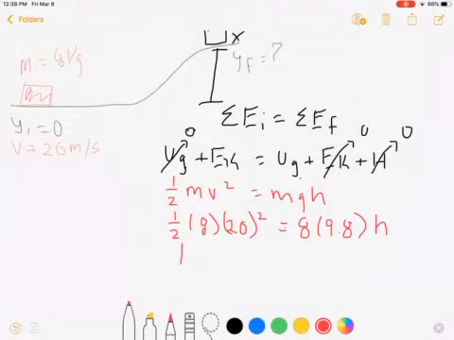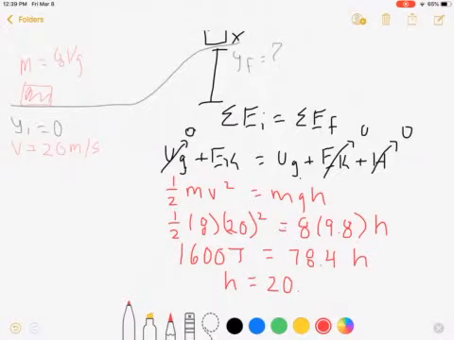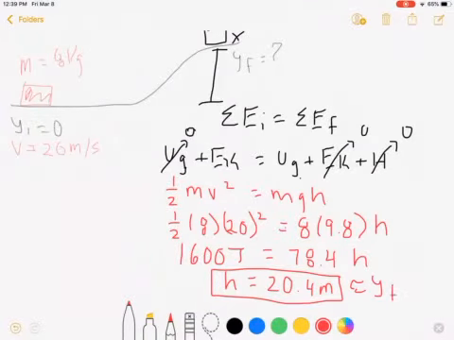So I'm going to get 1600 joules is equal to 78.4 times h. And that's meters squared per second squared, the units there. Divide both sides by 78.4 to get h by itself, and we determine that our object will reach a height of 20.4 meters from the ground. So that's the same as my final position.